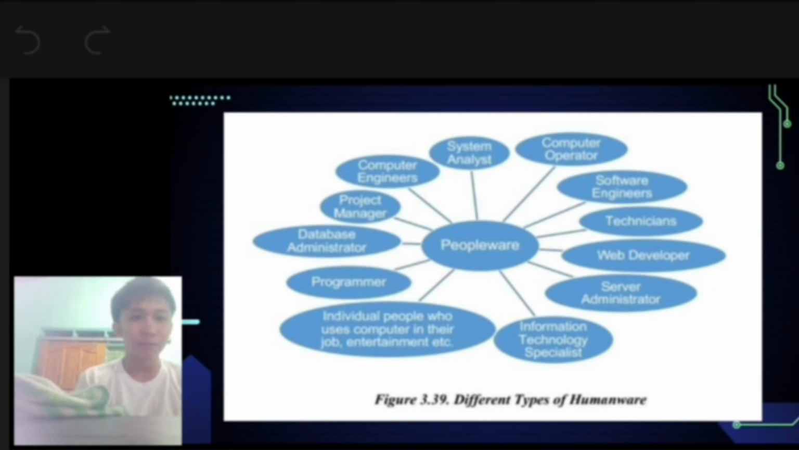Different types of peopleware: computer engineers, systems analysts, computer operators, software engineers, technicians, web developers, server administrators, information technology specialists, individual people who use computers in their job, entertainment, etc., programmers, database administrators, project managers.